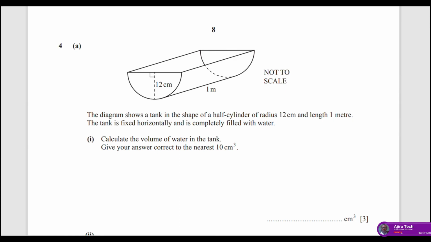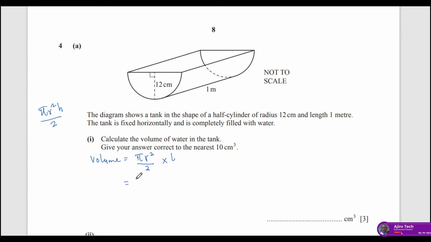Now, to do that, we're going to calculate it in centimeters. The radius of this tank is 12. So, calculate the volume. Volume is the area of the base, which is pi r squared, but it's half of a cylinder, so divided by 2. This is the sectional area multiplied by the perpendicular length, which is 1 meter. I'll just say pi r squared h for the cylinder, over 2.